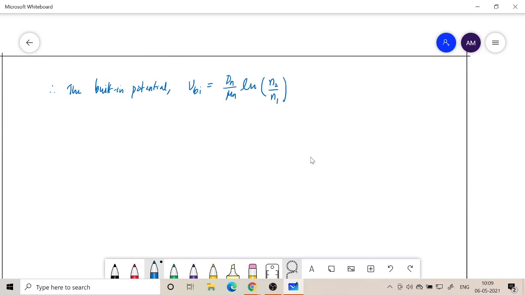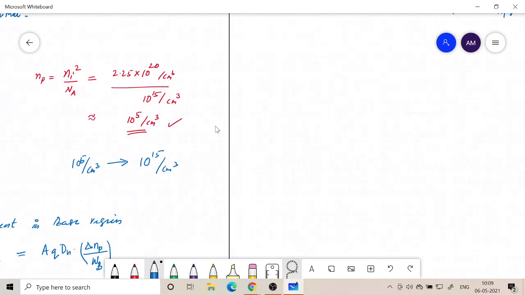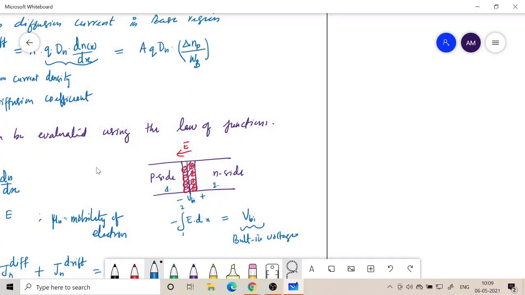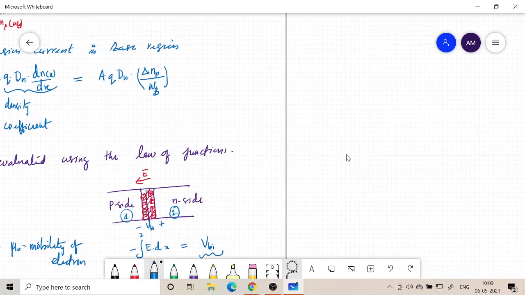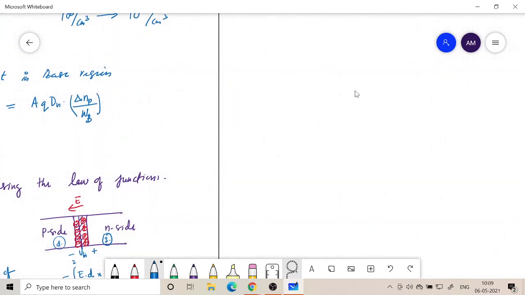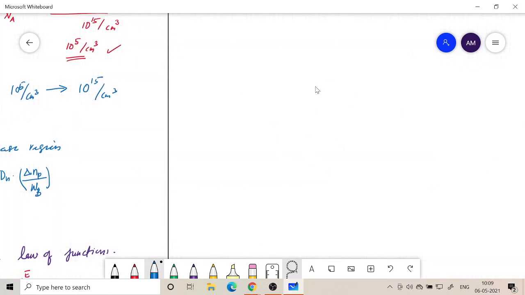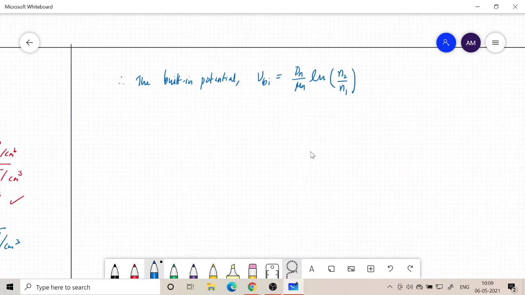Okay, so 1 is basically where? 1 is basically the p side. I have taken 1 as the p side, right? This is the 1 and this is the 2. Okay, so on the p side, the concentration of electrons is what we are looking at. The concentration changes from one side to the other. We know that on the p side the electron concentration is going to be lesser, and on the n side, that is at 2, n2 is going to be much larger.